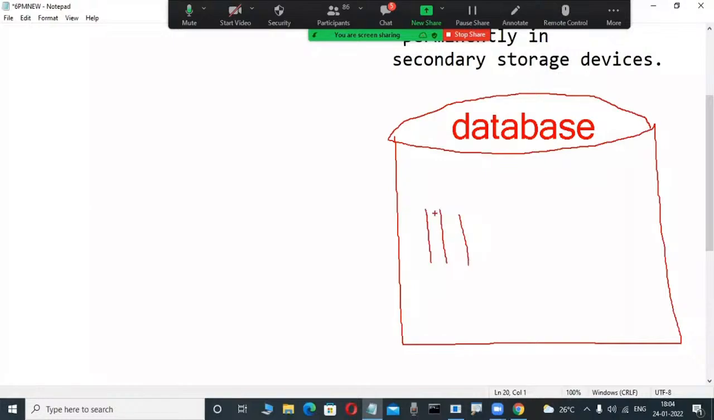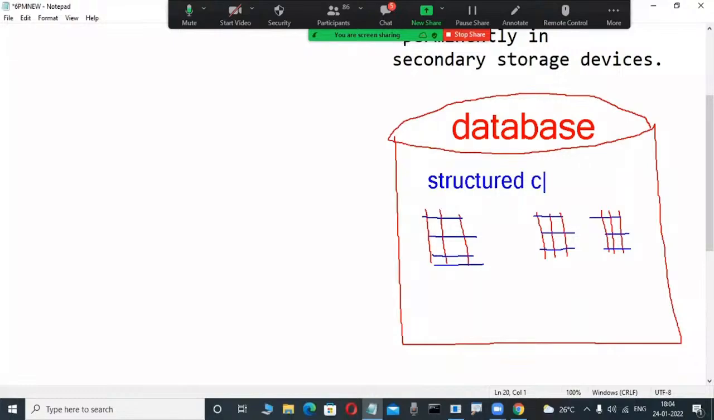Why? Because the relational data model is a concept, and today I will tell you about it. Based on that concept only, these products are implemented. These are called relational databases. Here, a structured collection of data is there. As I told in the previous class, these databases always store a structured collection of data.